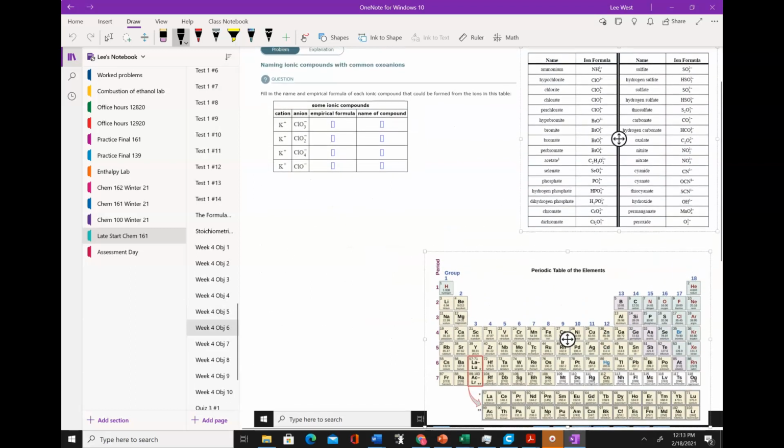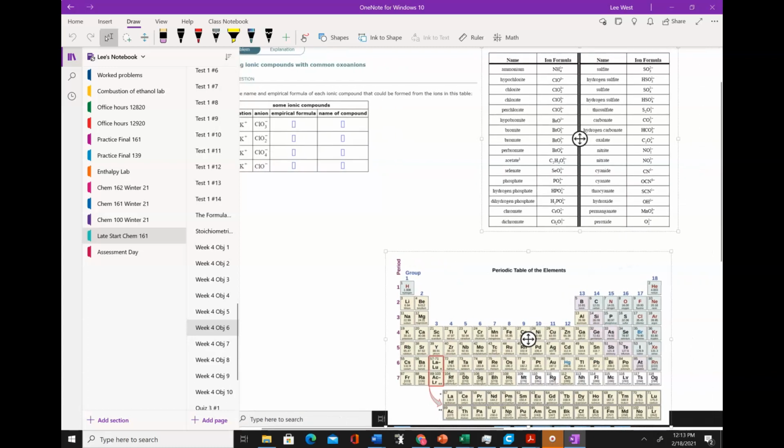Let's have a look at this guy. Naming ionic compounds with common oxoanions. So I kind of immediately grabbed a table of polyatomic anions. This is my favorite one.